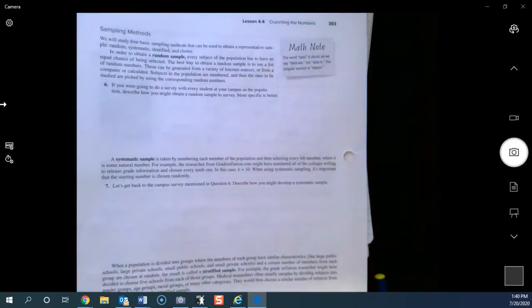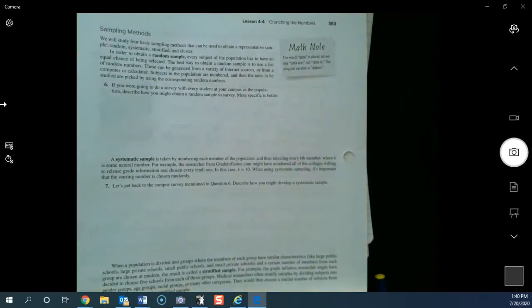Okay, now sampling methods. We will study 4 basic sampling methods that can be used to obtain a representative sample: random, systematic, stratified, and cluster. In order to obtain a random sample, every subject of the population has to have an equal chance of being selected. The best way to obtain a random sample is to use a list of random numbers. These can be generated from a variety of internet sources or from a computer or calculator. Subjects in the population are numbered, and then the ones to be studied are picked by using a corresponding random number.